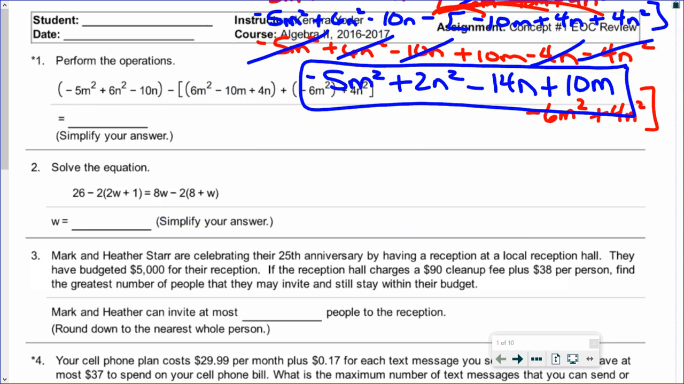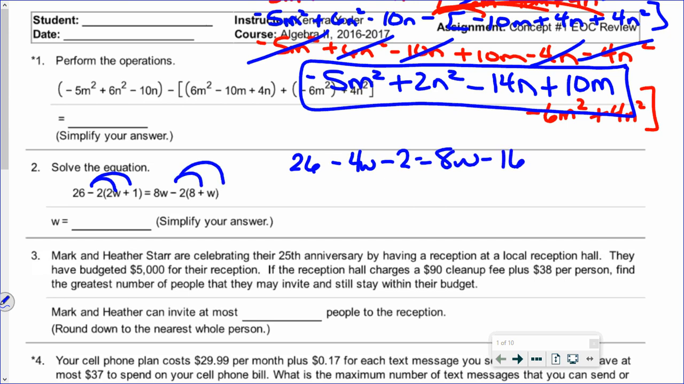Number 2, solve the equation. The number 1 problem is that you do not distribute the negative with the 2. So that's minus 4w minus 2 is equal to 8w minus 16 minus 2w. Next biggest mistake, you don't combine like terms on each side before you go from one side of the equation to the other. Combine like terms.